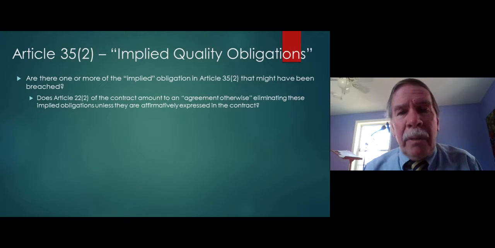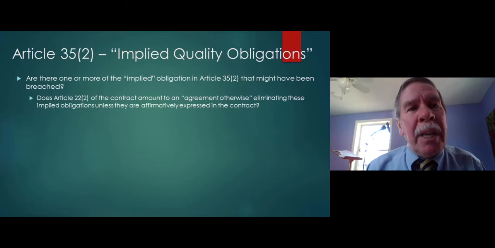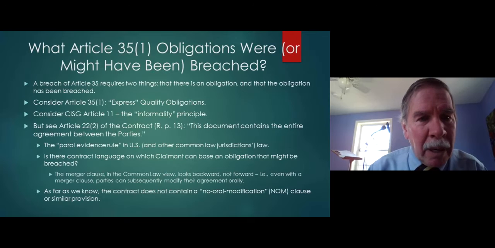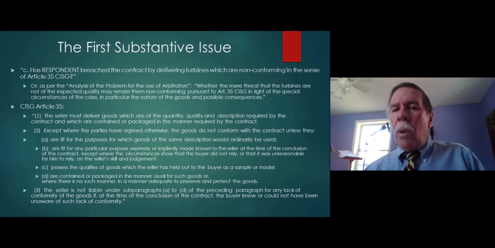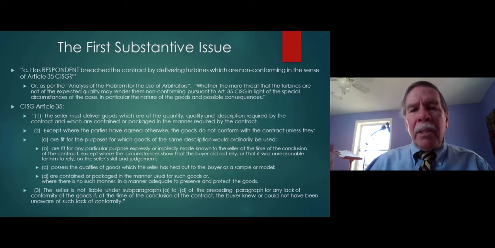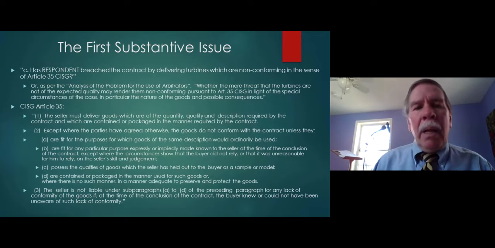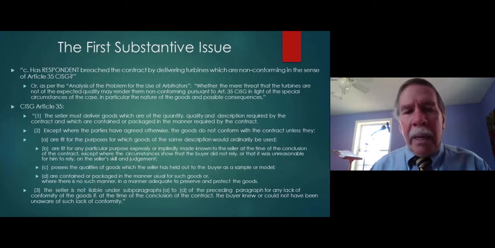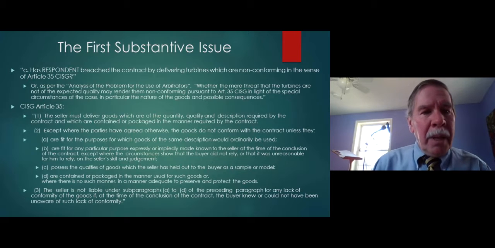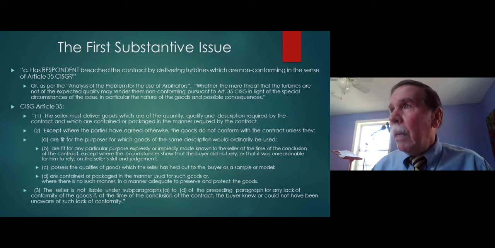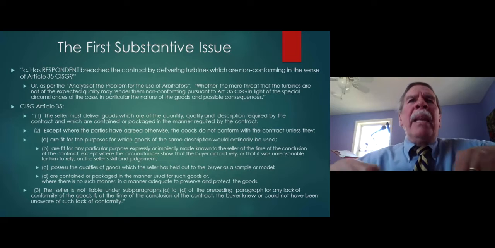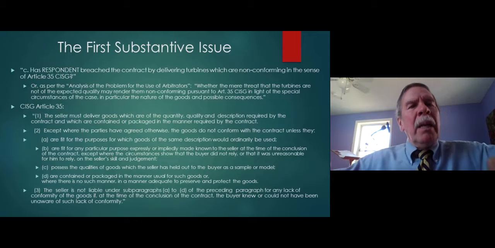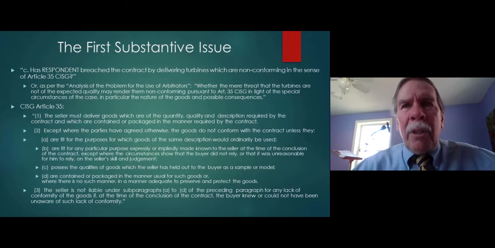Or as an alternative, are they not fit for a particular purpose if the requirements of Article 35.2b were met? Remember what those requirements are. The Article 35.2a ordinary use requirement arises in every contract for sale unless it is affirmatively eliminated by the agreement. The Article 35.2b, fitness for particular purpose, however, does not arise in every contract for sale, but only if certain further requirements are met.